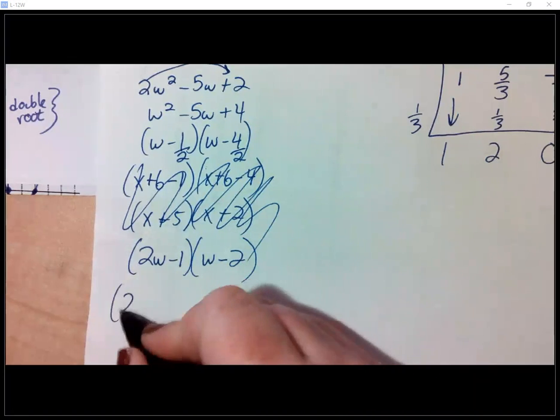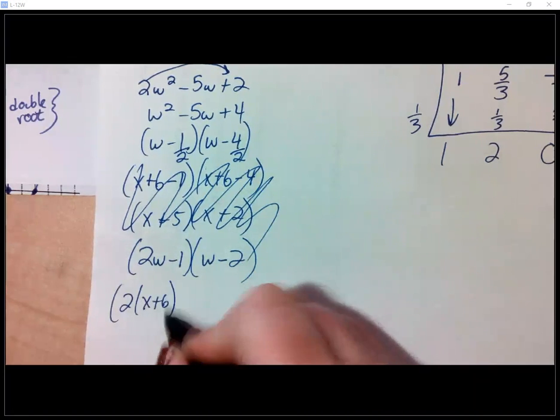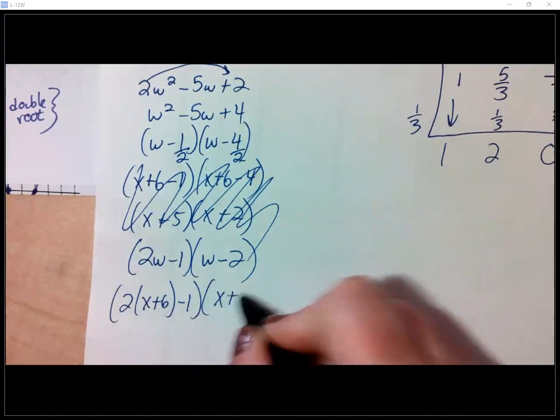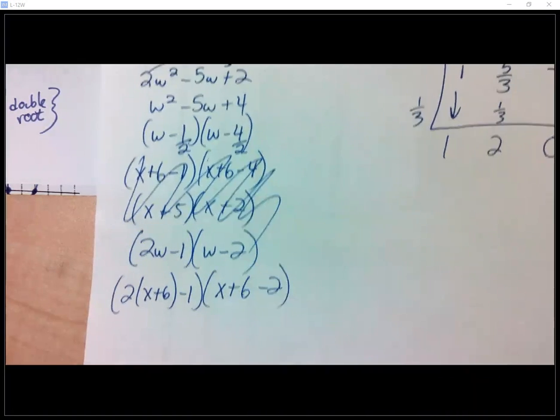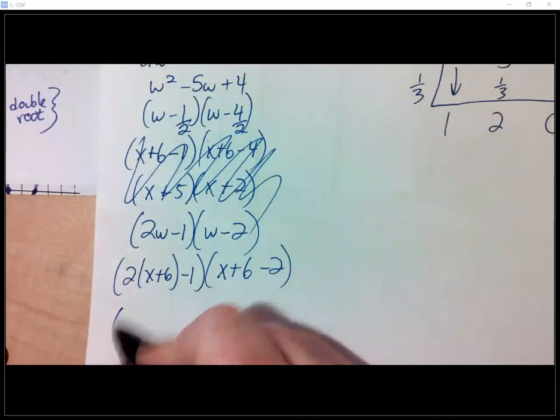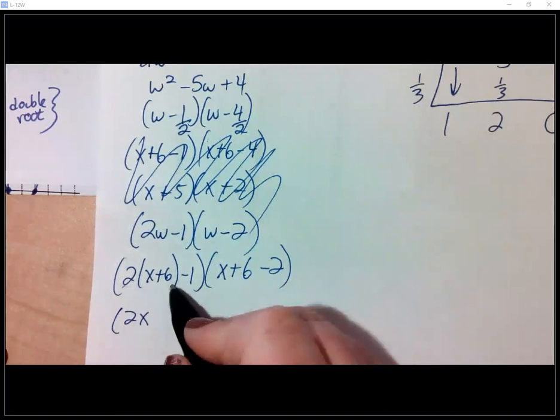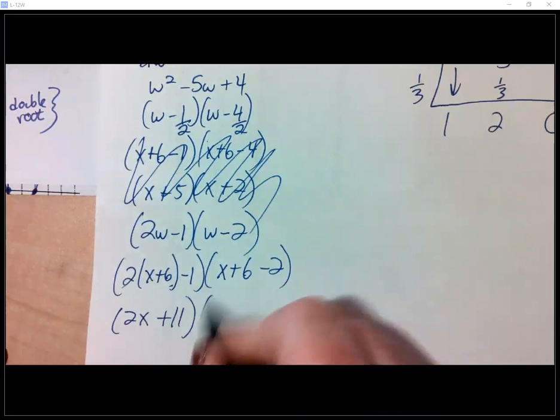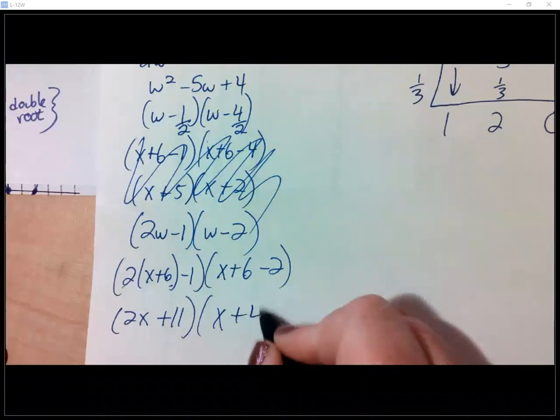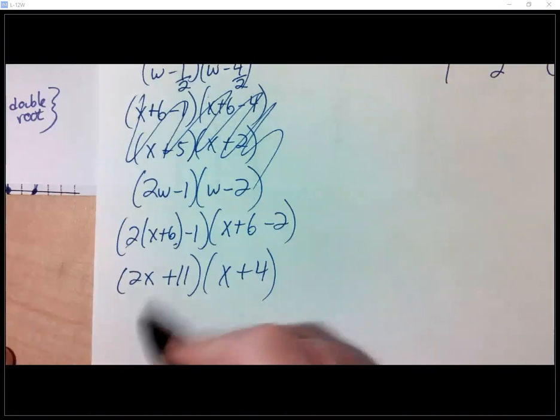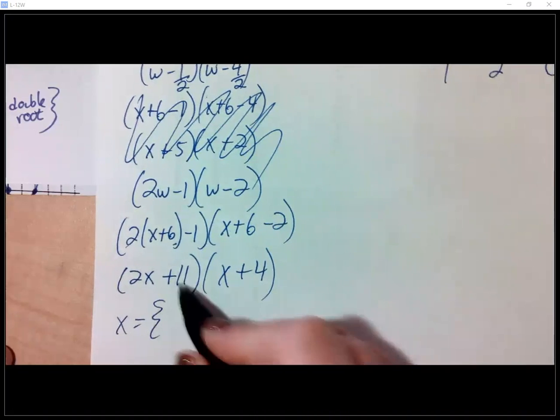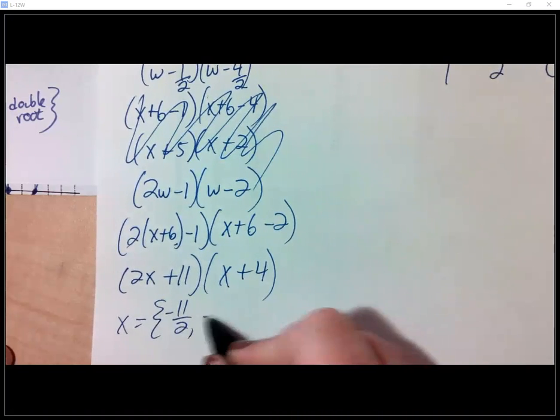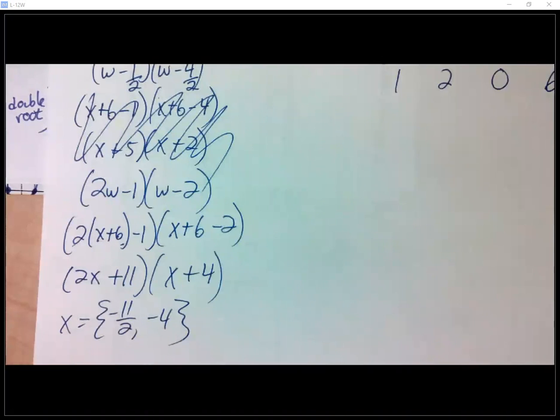So that'd be x plus 6 minus 1. X plus 6 minus 2. And then I can just simplify from here. So that's a 2x plus 12 minus 1 would be a plus 11. Yeah, okay. And then it matches. So that's how I get my zeros of a negative 11 halves and a negative 4. Yeah, be careful. If you slide and divide, you better watch yourself.